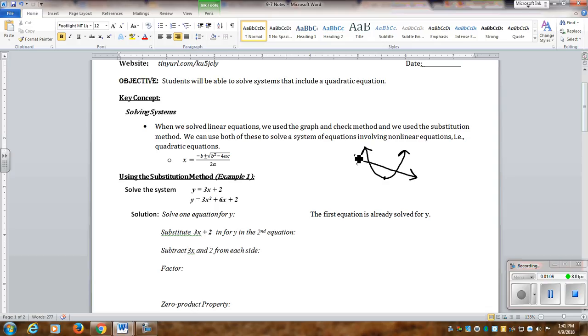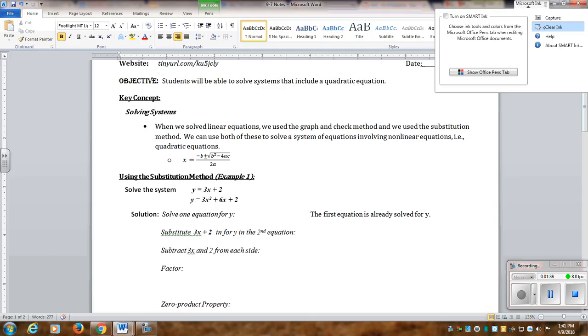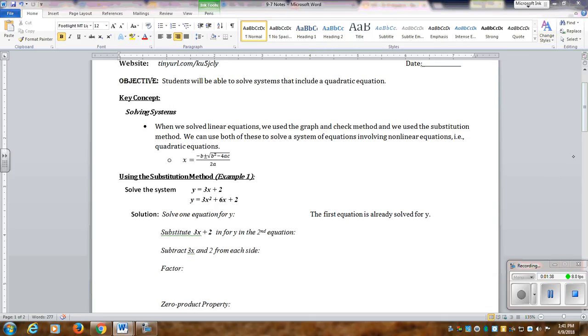So just keep in mind that most likely we're going to have two solution points, unless it just intersects right at the vertex. It possibly could not intersect at all. If it was a horizontal line, there might be no solution whatsoever. So just keep that in mind. Most likely we're going to have two solutions. Okay, so the first thing we're going to do is the substitution method. And that's the first thing we're going to learn right here, using the substitution method. Obviously, we can graph, but sometimes graphing is not the best way to do things.